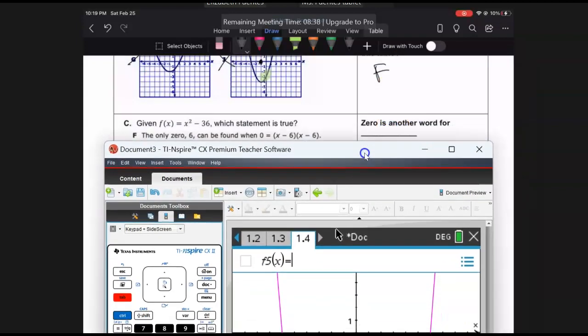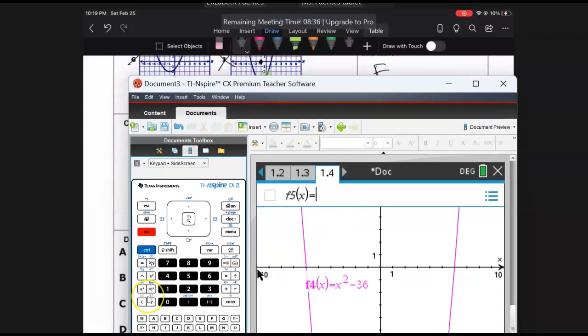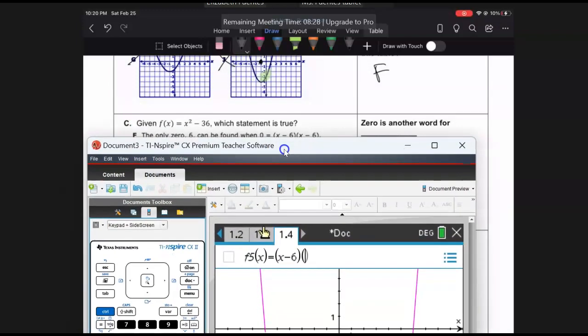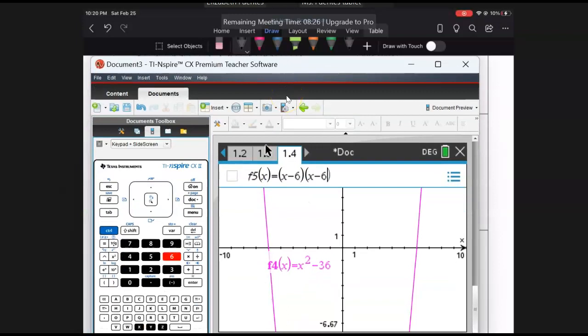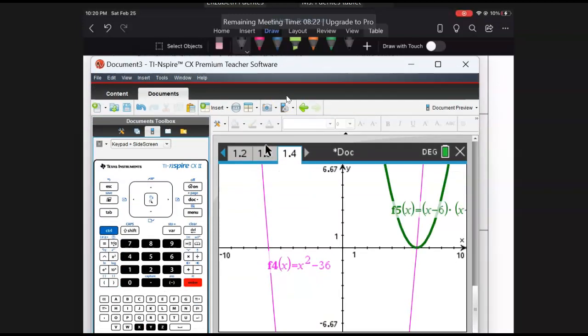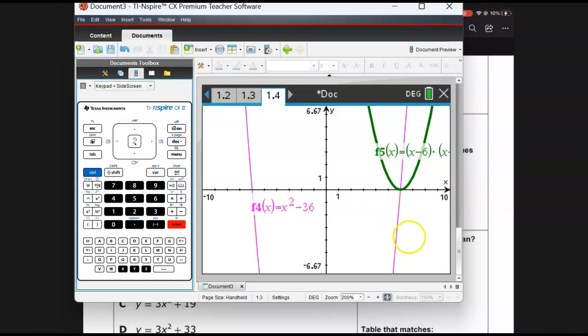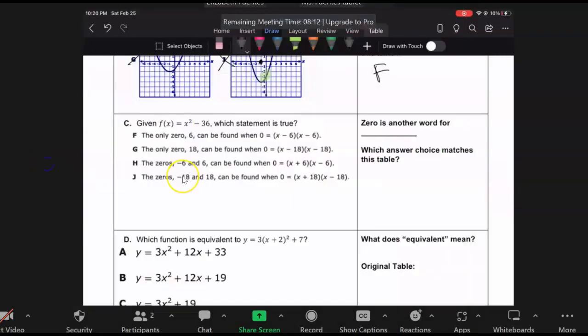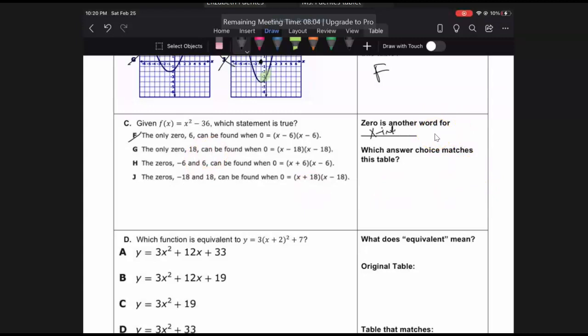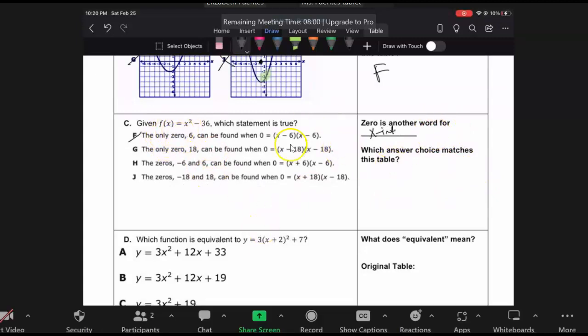So in this case, let's try answer choice F, x minus 6 multiplied by the other binomial, x minus 6. And you can see that these graphs don't match. So now we're trying graph match. So the green graph and the pink graph are very different. So it is obviously not answer choice F. And then to answer this part here, 0 is another word for, remember, x-intercept. But we're not even looking at that part of the answer yet, because we're trying to see which one matches.